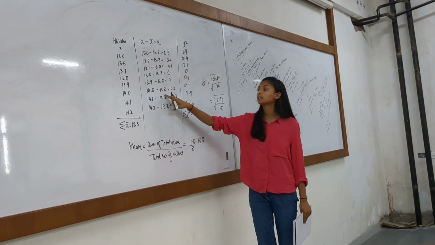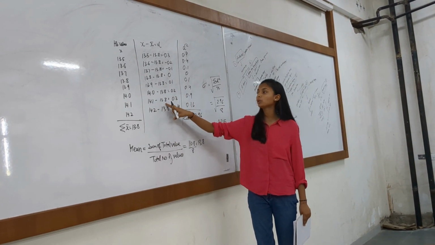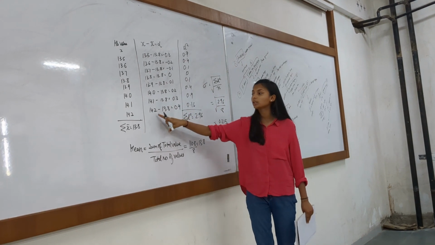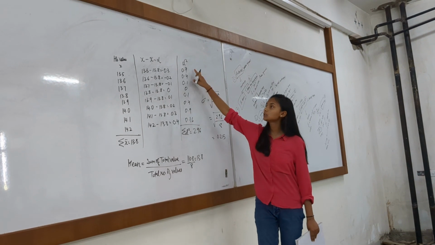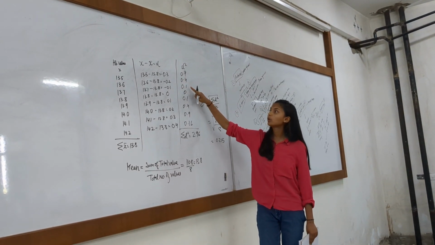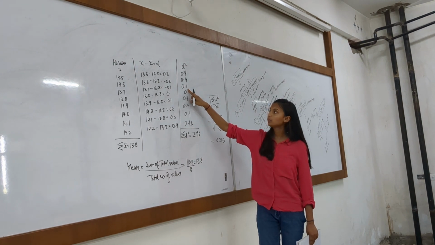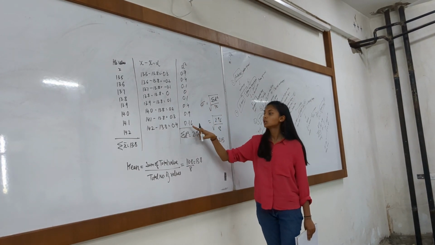14.0 minus 13.8 gives 0.2. 14.1 minus 13.8 gives 0.3, and 14.2 minus 13.8 gives 0.4. D square is 0.9, 0.4, 0.1, 0, 0.1, 0.4, 0.9, and 0.68.